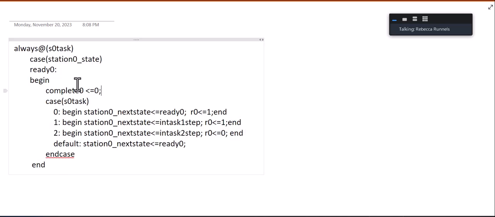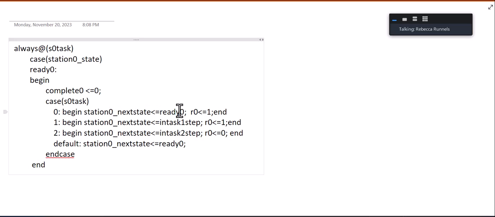Okay, so this is inside my station 0, and I have an always @ S0 task, and then I had a case statement, so based on whatever state my station 0 was in. Here's my first case. I'm in my idle state. So if I'm in my idle state, I set complete equal to 0, and then I have another case statement based on what task it received. So it received a task 0.